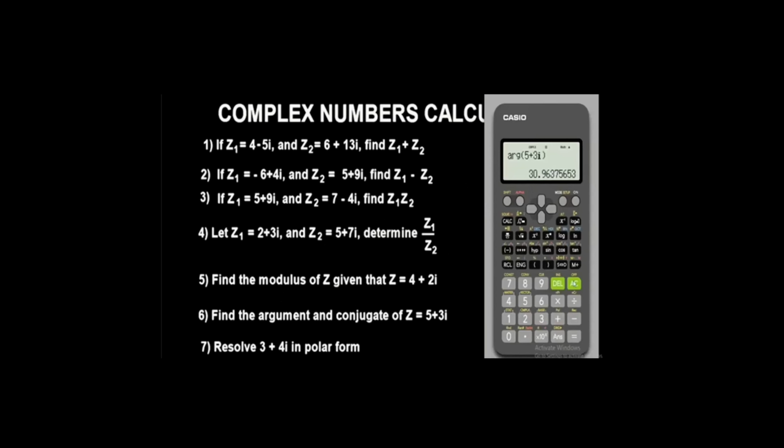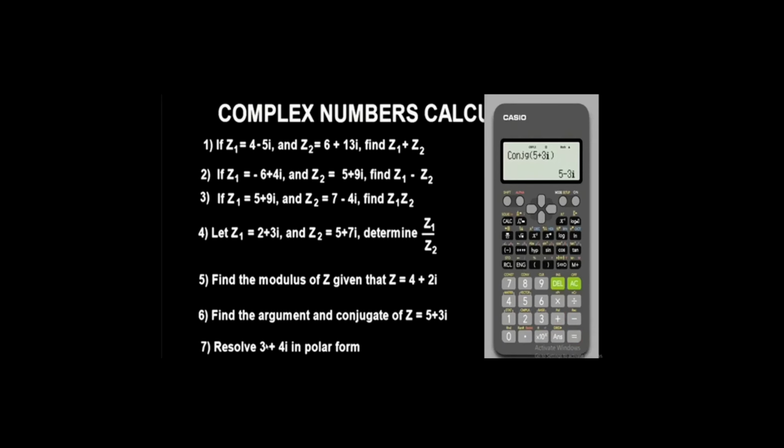For conjugates, let's remove this, press shift button 2 again. Conjugate is option 2. Okay, conjugate of what? 5 plus 3i. So that's it, guys. Press equal to. So this is the conjugate, 5 minus 3i.